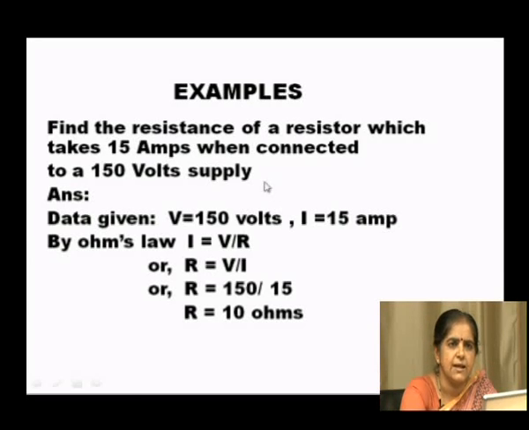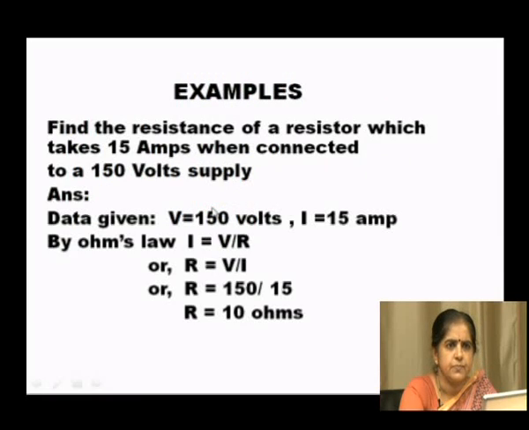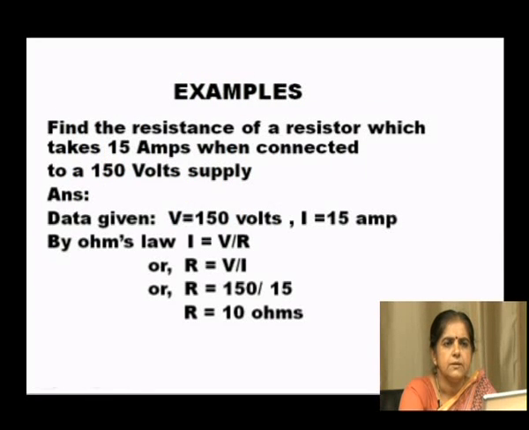Let us look into the data given in the problem. The data given are V is equal to 150 volts and I is equal to 15 amps, and the value of resistance has to be calculated. So, what is the equation for resistance?